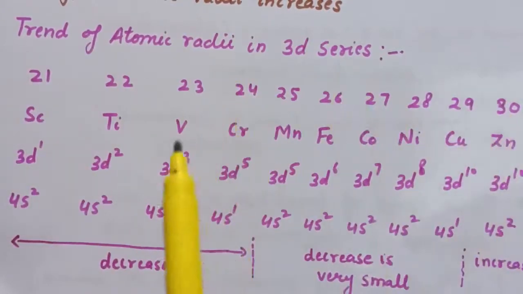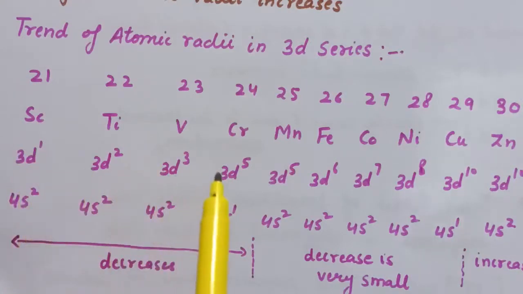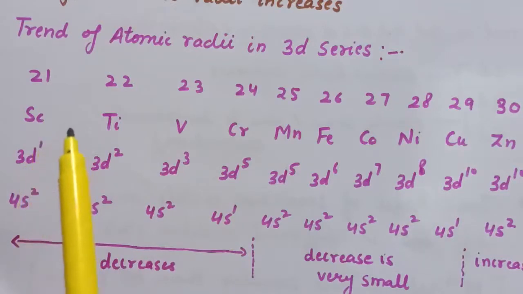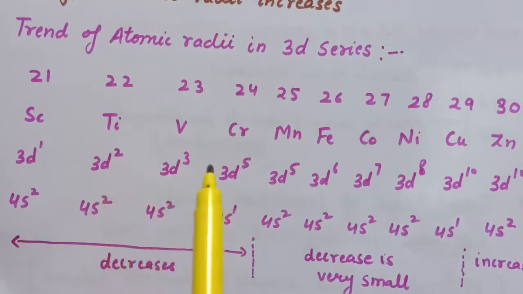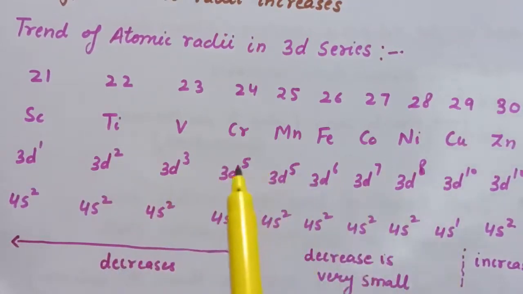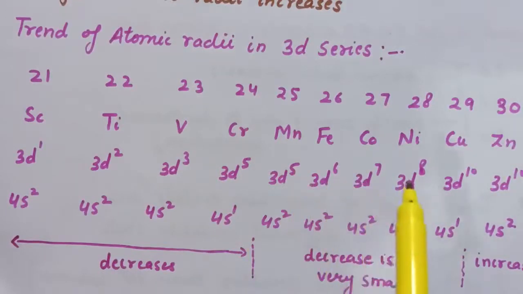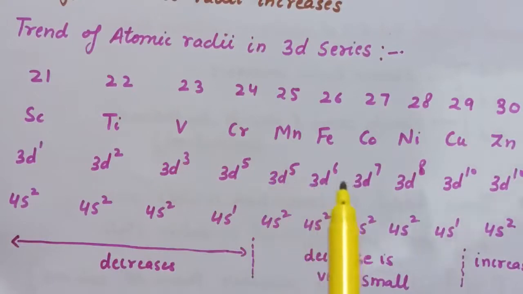But at the same time, increase in d electron also takes place. That is, in scandium, we have only 1 electron in 3D. When we move to titanium, 2 electron, and when we move further in 3D series, the number of d electrons, that is in 3D, the number of electrons increases. That is why screening factor also comes into play.